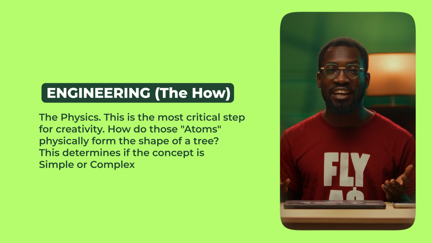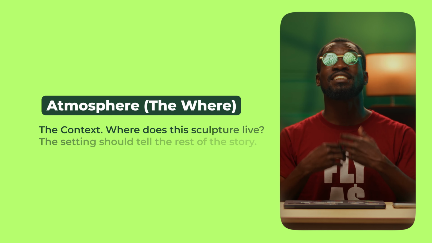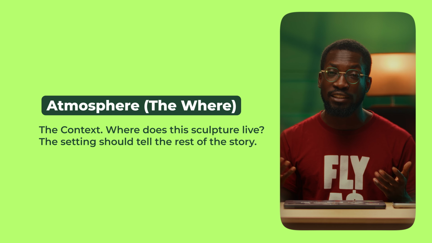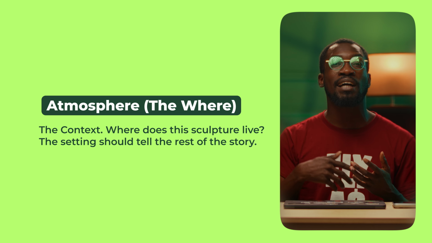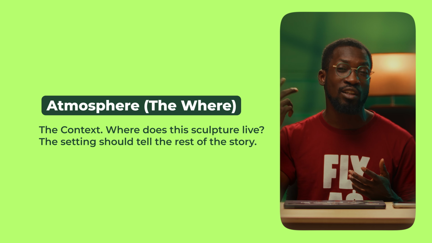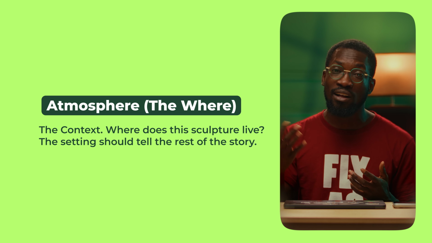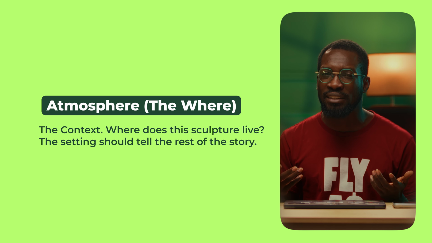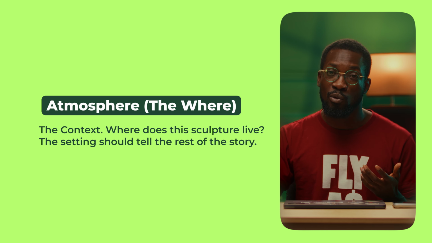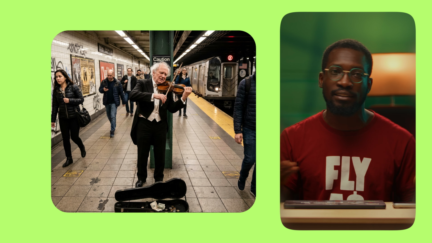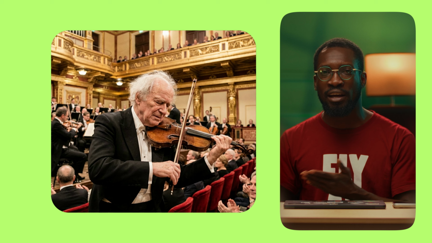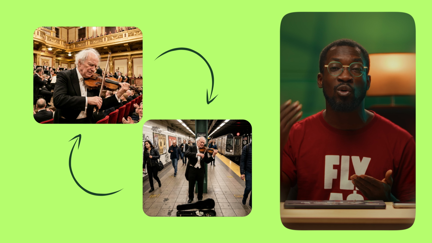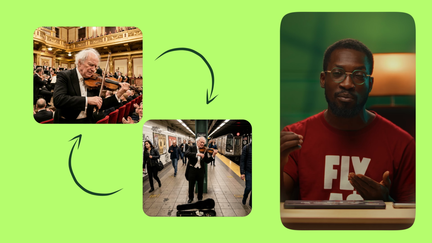And the final stage is the atmosphere. This is the where, or the scene in which the activity is happening. So for context, where does this occur? Where does the artwork live? What space does it occupy? The setting will tell the rest of the story. So you might say, what's the natural habitat of the identity I've chosen? Well, perhaps a violinist placed in a subway or a grand auditorium. You decide and you choose which setting or atmosphere best suits the concept you're creating.